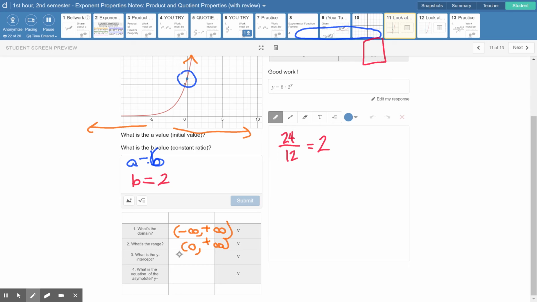So that's why we call it positive infinity. You already determined what the y-intercept was, and that's 0, 6. And then the asymptote is y equals 0. Remember that these numbers right here, the lowest y value is going to be the same number for the asymptote.